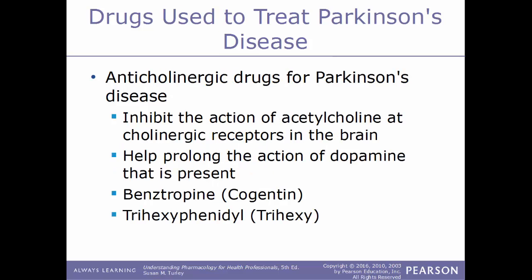Another type of drug that's used to treat Parkinson's are anticholinergic drugs. Now these work by inhibiting the action of acetylcholine at cholinergic receptors in the brain. It also helps to prolong the action of dopamine that is present. Some examples of this kind of drug would be benztropine, which is sold under the brand name of Cogentin, and also the drug trihexyphenidyl, which is sold under the brand name of Trihexy.